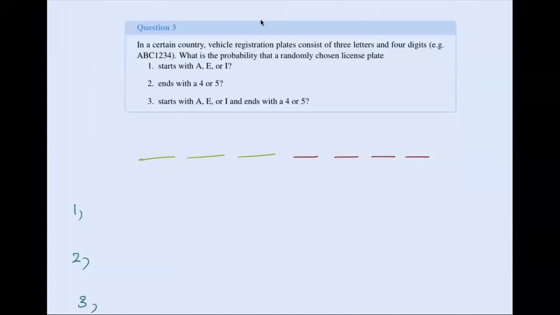For your interest, there are 26 letters in the English alphabet, and then there are 10 digits, from 0 to 9. Did anyone get the answer for part 1?